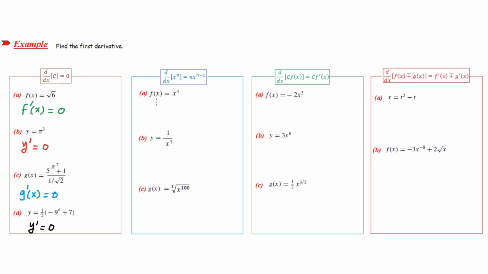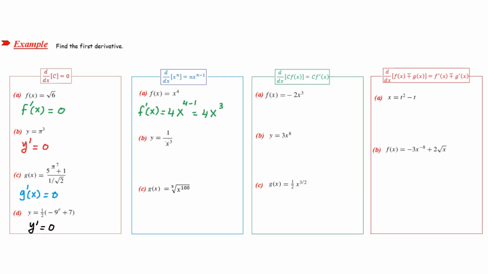So for the first part, f of x equals x to the power 4, we have f prime of x equals 4. You have to put the power down, x to the power 4 minus 1. And this equals 4x to the power 3.